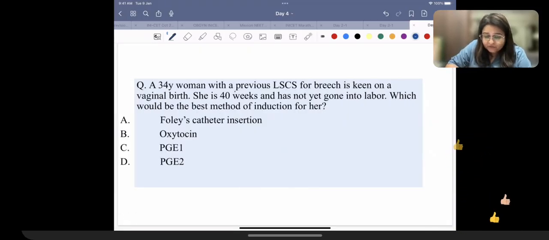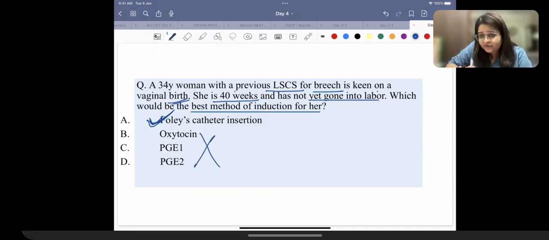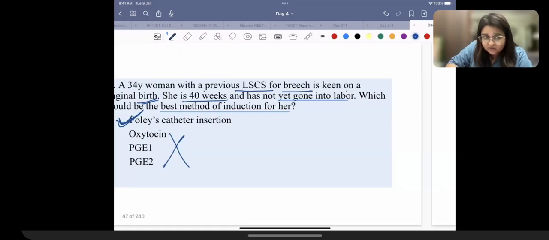A 34-year-old woman with a previous LSCS for breech is keen on a vaginal birth. She is 40 weeks and has not yet gone into labor. Which would be the best method for induction for her? So she's previous LSCS, Foley's mechanical induction, laminaria tent or Foley's is the best method. Don't use prostaglandins. Preferably don't use oxytocin also.